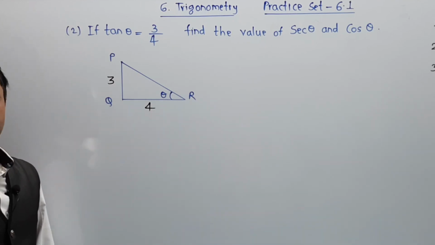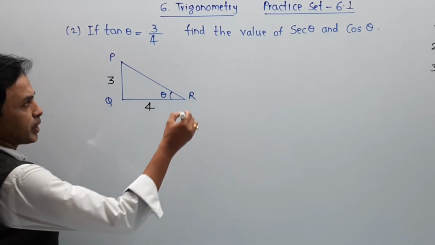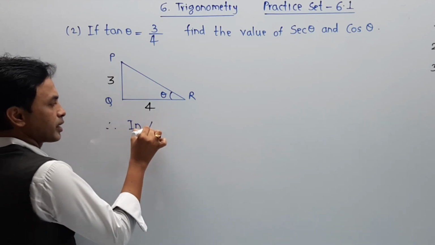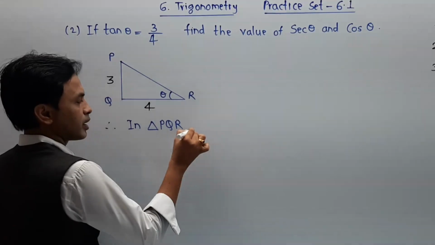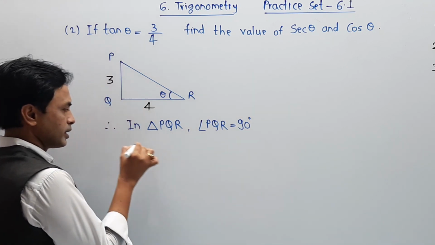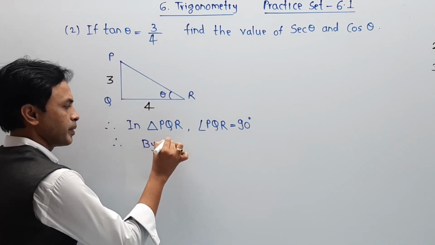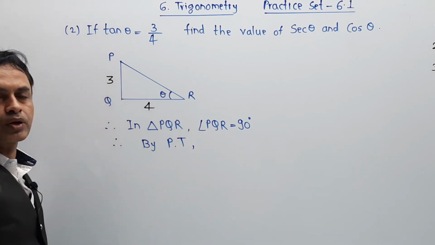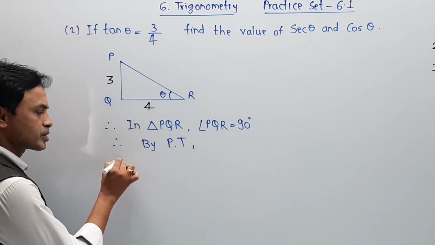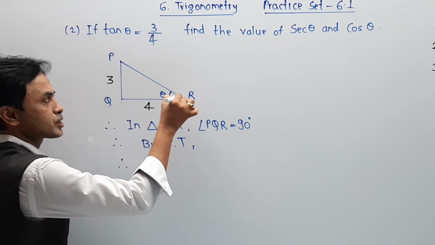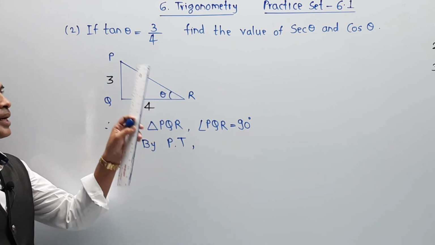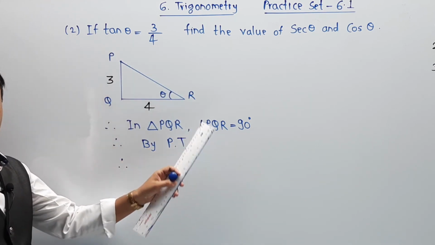So here again we are using the logic of the Pythagoras theorem. Therefore, in triangle PQR, angle PQR is equal to 90 degrees. Therefore, by Pythagoras theorem, I am writing it shortly, but you write it completely so that the concept is very clear: PQ square plus QR square is equal to PR square. I am writing it as PR square is equal to PQ square plus QR square.